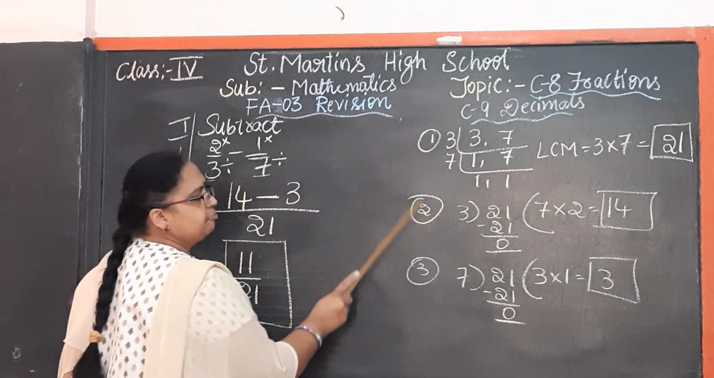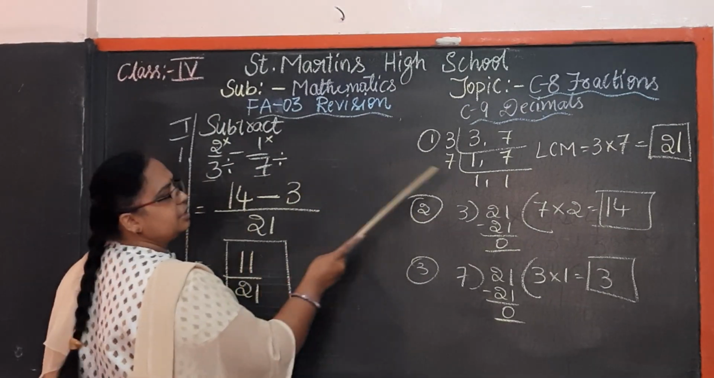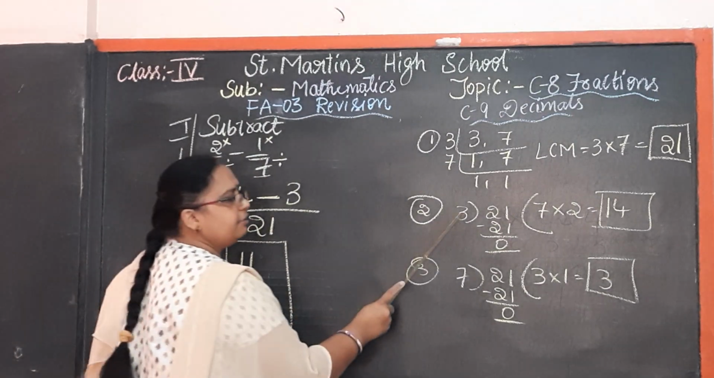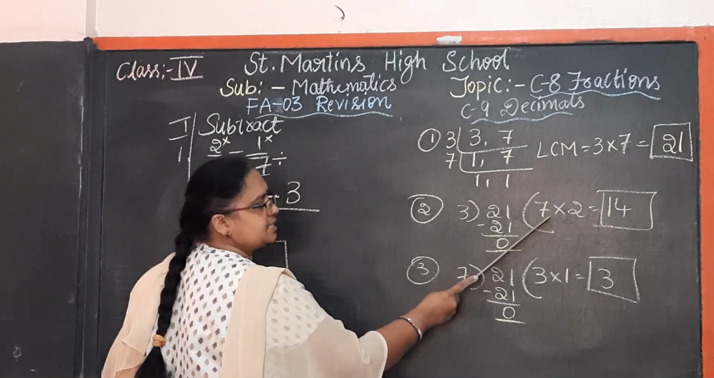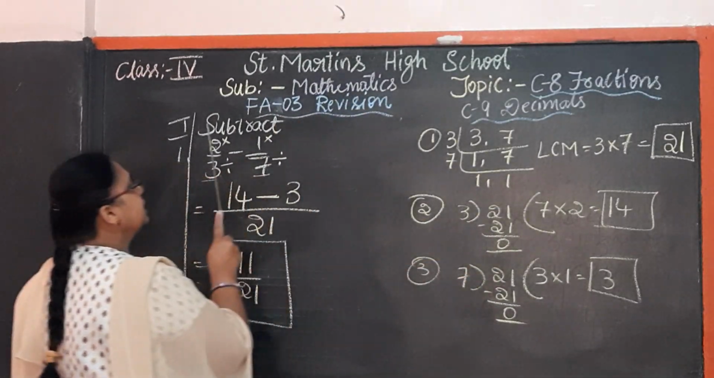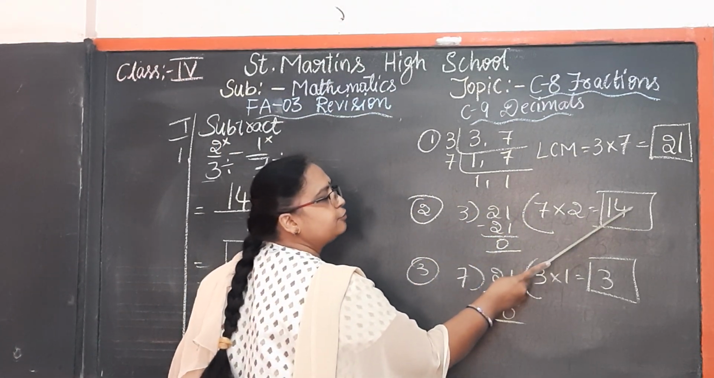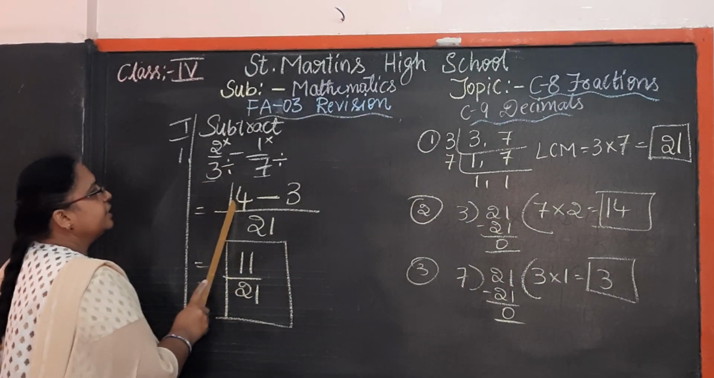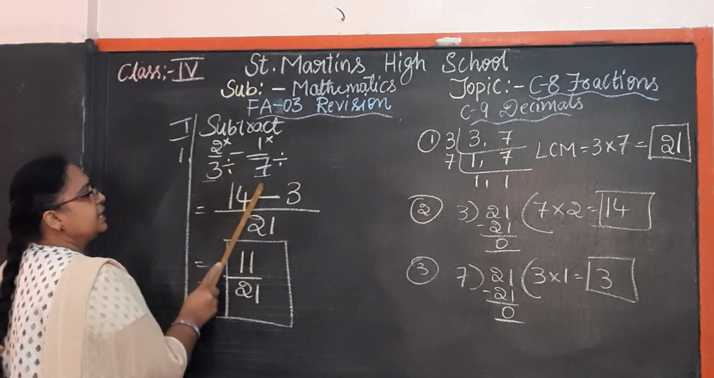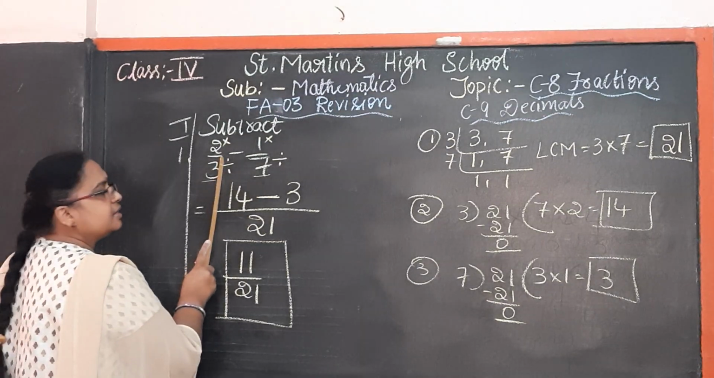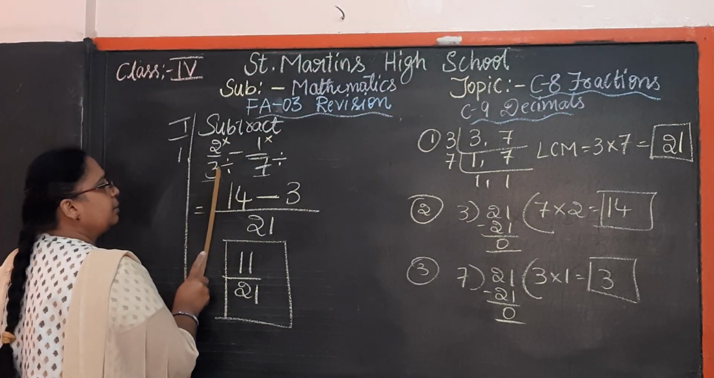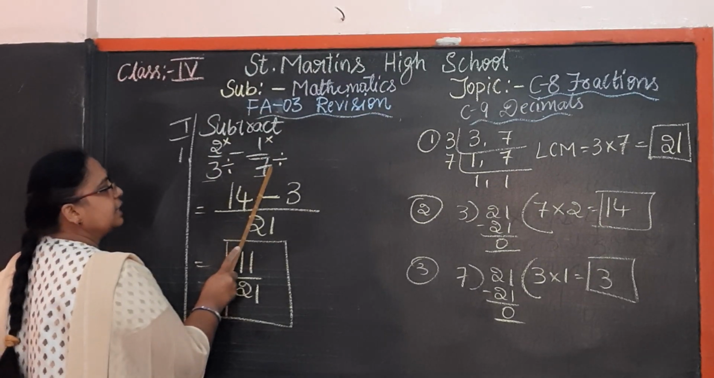Yes, in the second step we have divided that 21 by 3. When we divide 21 by 3, we got the answer 7. That 7 should be multiplied by 2. 7 2s are 14. That 14 we have written here. We are writing the subtraction sign, and till here we have completed the second step, and here we are starting the third step.